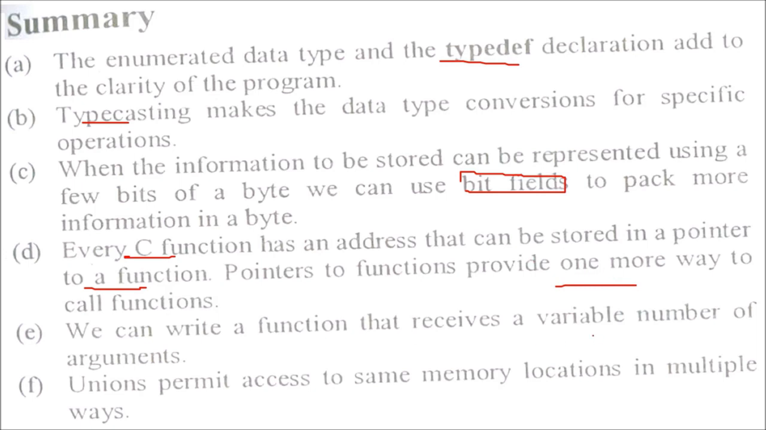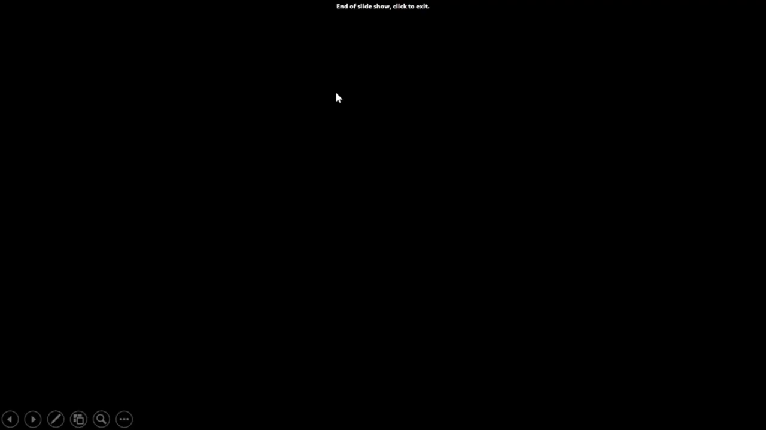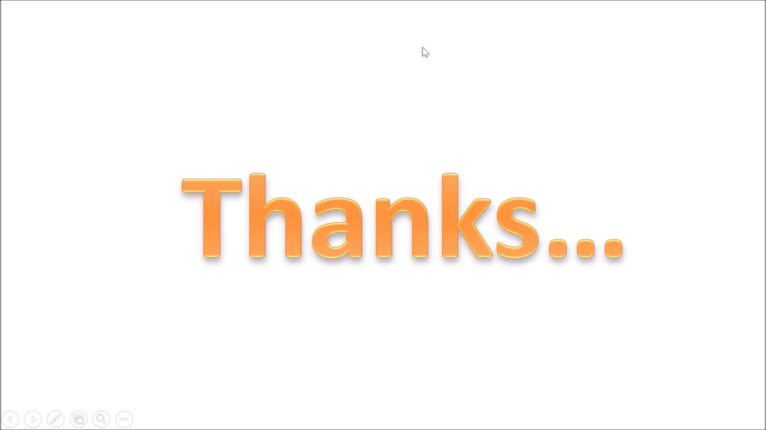We can write a function that receives a variable number of arguments. We have seen that. And union is exactly like structure with a minor difference, as it permits access to the same memory location in multiple ways. So this is all about this chapter, which is called the miscellaneous features. We have taken various features which make our programming more fruitful, more elegant, more efficient.